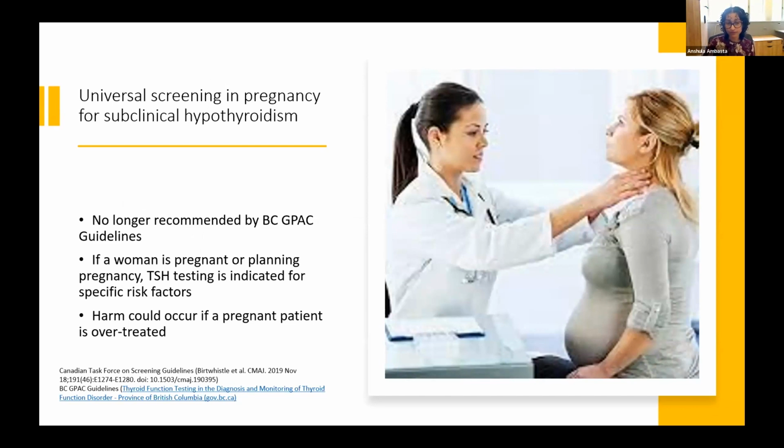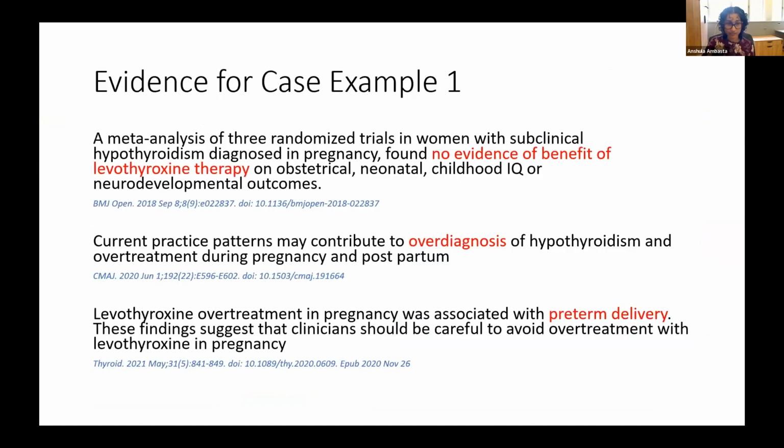So these BC guidelines are consistent with the Canadian Task Force and Screening Guidelines that came out in 2019. And where's the evidence for this? Well, a meta-analysis of 3 randomized controlled trials in women with subclinical hypothyroidism diagnosed in pregnancy found no evidence of benefit of levothyroxine therapy on obstetrical, neonatal, childhood, or neurodevelopmental outcomes. In fact, current practice patterns contribute to overdiagnosis of hypothyroidism and overtreatment in pregnancy, and that is actually associated with harm in the form of preterm delivery.